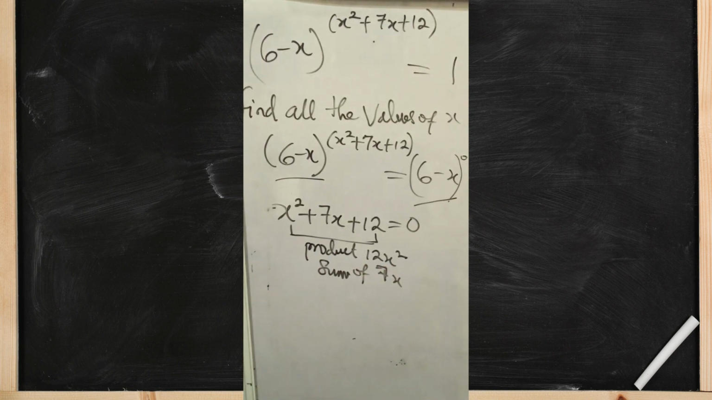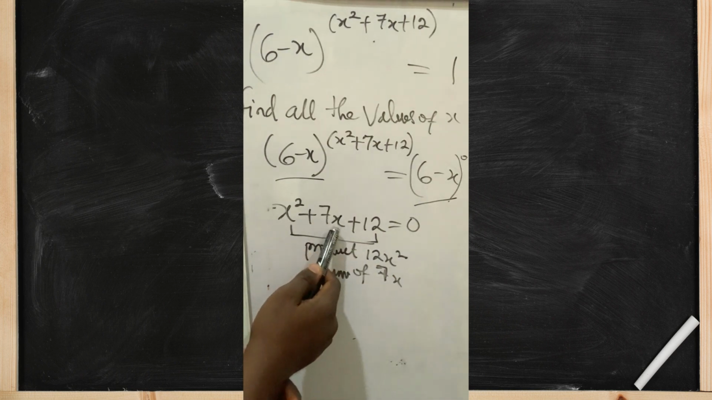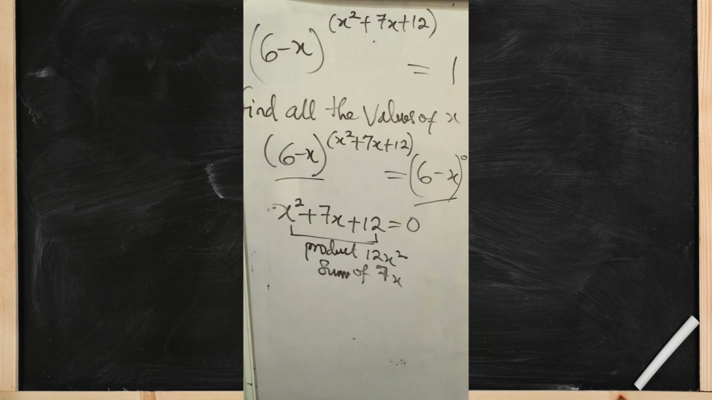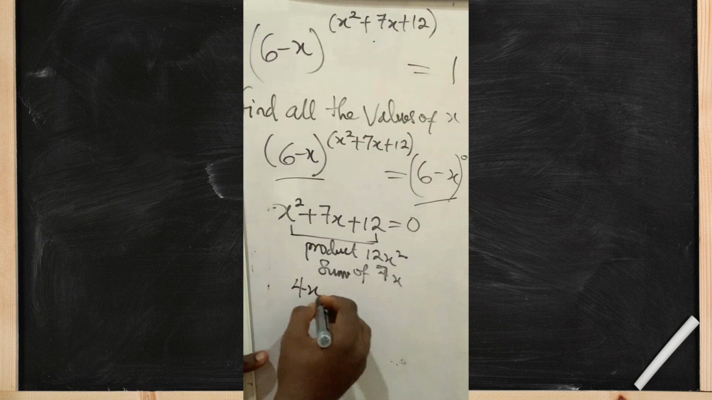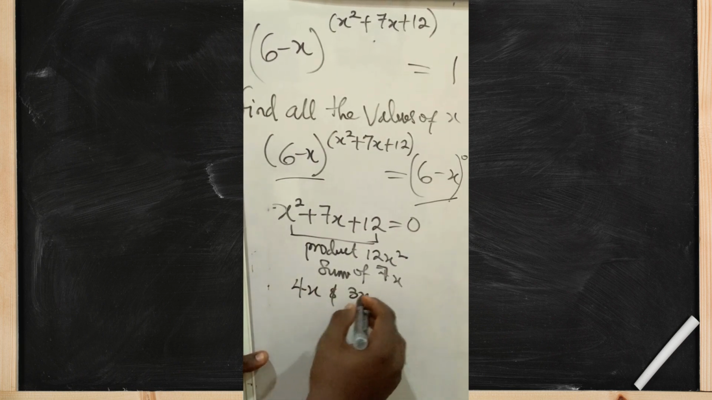Now, what are the two numbers that will actually give us 7 and this? The first thing to do is to consider 12 and 1. 12 and 1 will not give us the result we want here. The next thing to be considered after 12 and 1 is actually 6 and 2. 6 and 2 will not give us 7. After that is 3 and 4. 4 times 3 is 12, 4 plus 3 is 7. So it means the values we're going to be using here are 4x and 3x.